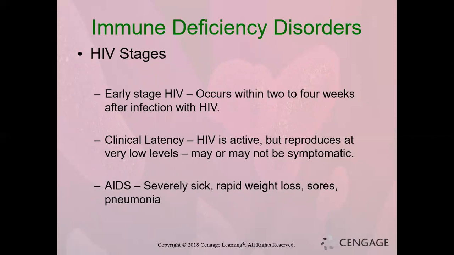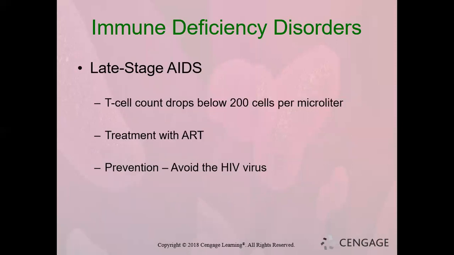But once it progresses to AIDS, they're severely sick. They're going to have rapid weight loss, sores, pneumonia. Their body's just not able to fight anything off. And you have to think that in some of these third world countries, they're not able to afford this treatment. So there are still people who are dying from this. And prevention, avoid the HIV virus.